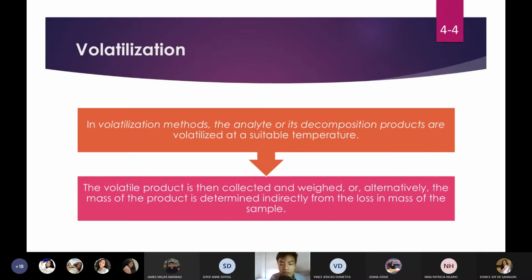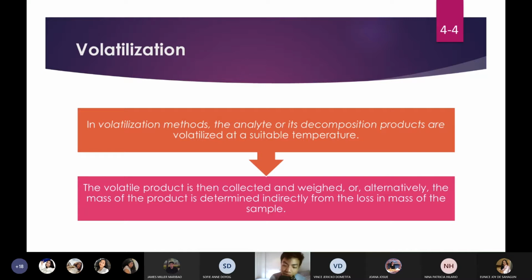When we talk about volatilization reaction, this is actually a combustion analysis. If you could still remember your stoichiometry last semester, we actually did volatilization reactions doon, or combustion analysis, di ba? From the masses of carbon, hydrogen, kukunin mo yung empirical formula, then molecular formula. Yun yung principle dito sa volatilization reaction.